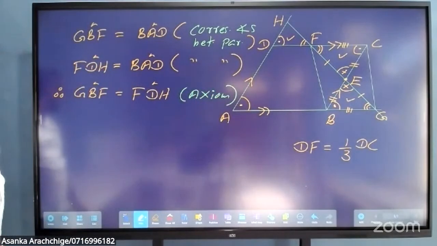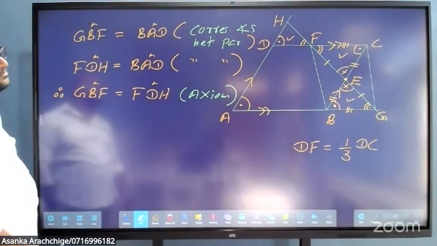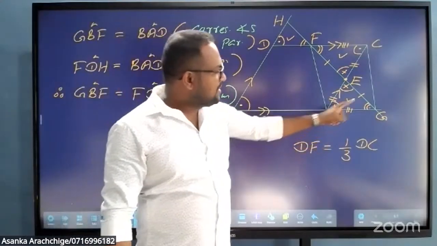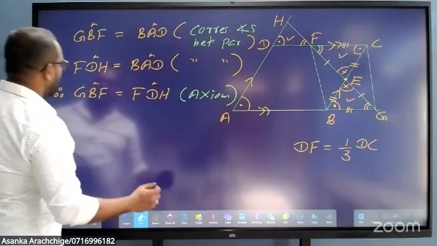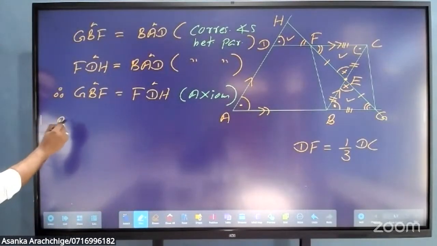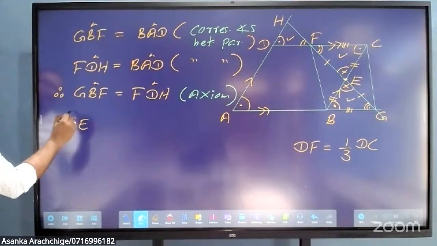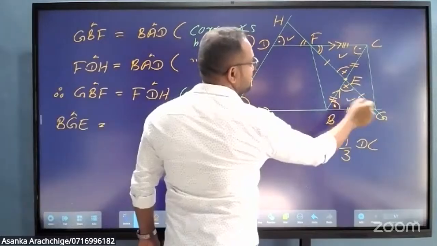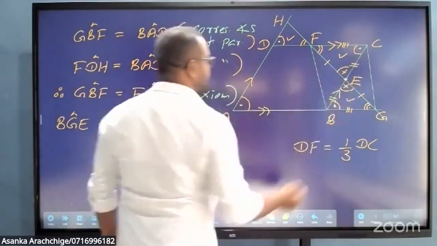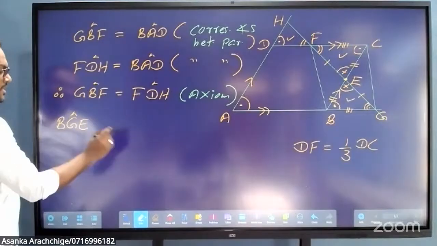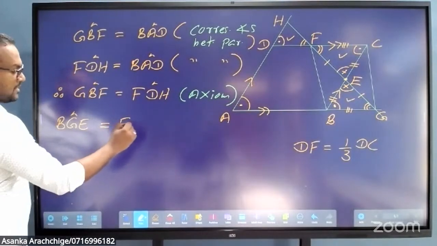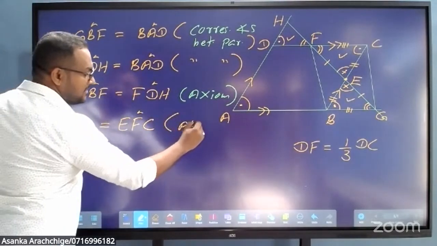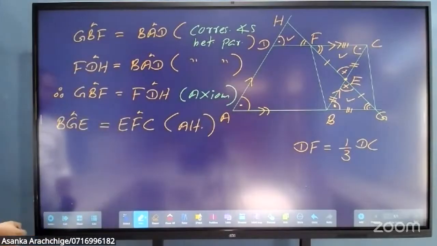Axiom. Right? Then you can say angle BGE is equal to EFC. Reason: alternate angles between parallel lines.